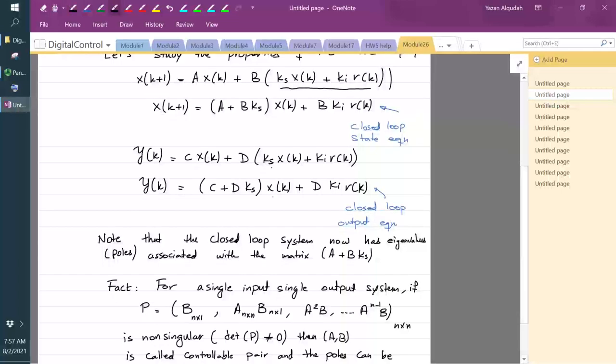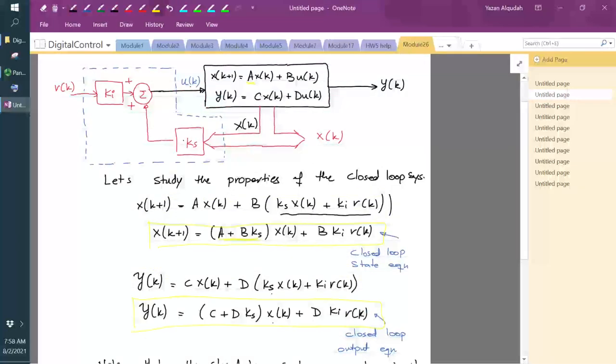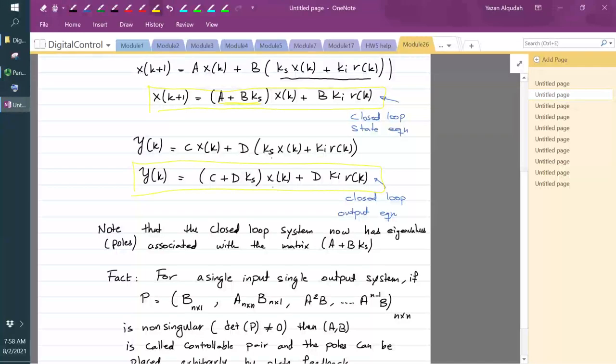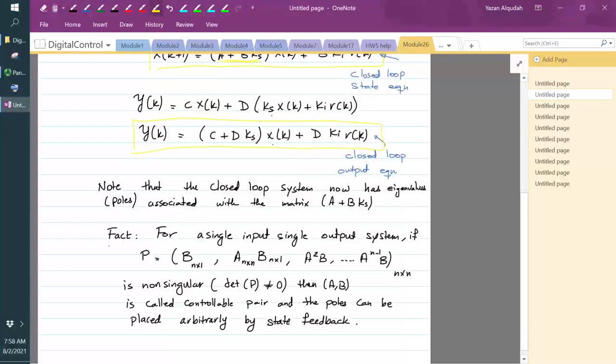Now if you look at the closed loop system with these two equations, it is going to have eigenvalues, which are the poles of the system, that are now associated with A plus B multiplied by Ks. For the open loop system, the poles are associated with A. For the closed loop system, the poles are associated with A plus B multiplied by Ks. Now why is that important? Okay, so let's look at a fact that we're going to need in order to understand the importance of this.